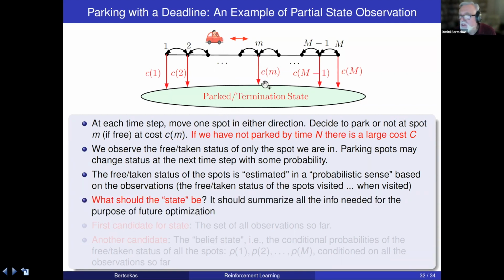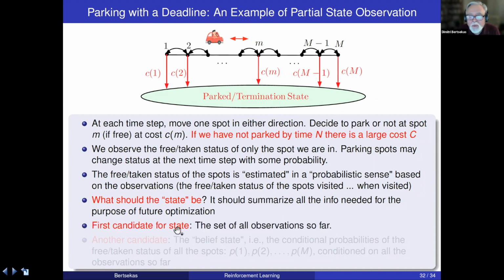Now, is this a legitimate state? Well, the state should summarize all the information that's necessary for the purpose of future optimization. And I can argue that all the information that has been collected through visits to different parking spots can be summarized in this estimate of probability distribution. There's nothing else to know. If you think about it, that's it. This probability distribution contains all the information that's necessary for the purpose of future optimization. Proving it, of course, is another story. You have to prove it mathematically, but intuitively it makes sense.